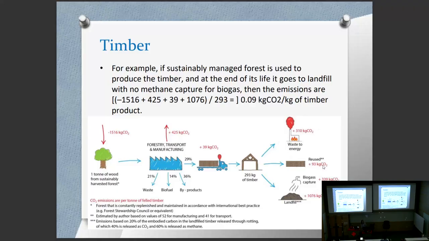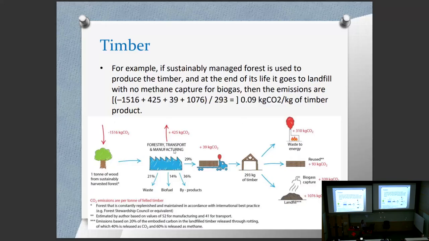Maybe you reuse it in another building. Or maybe you send it to the landfill, but capture the methane for some other usage. Maybe capture the methane and then use it in a power plant. So if we allowed it to decompose in the landfill, we may cause this amount of carbon dioxide emissions. Just sit it in the landfill.